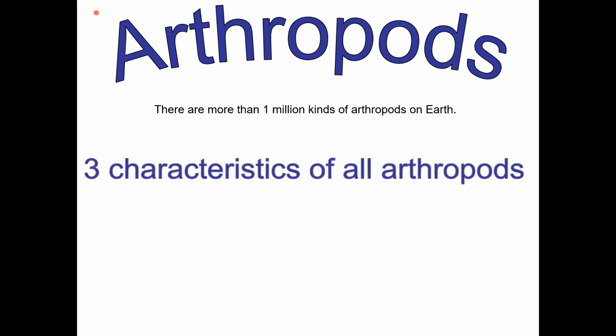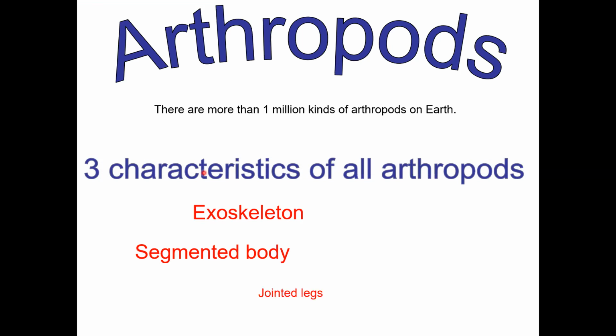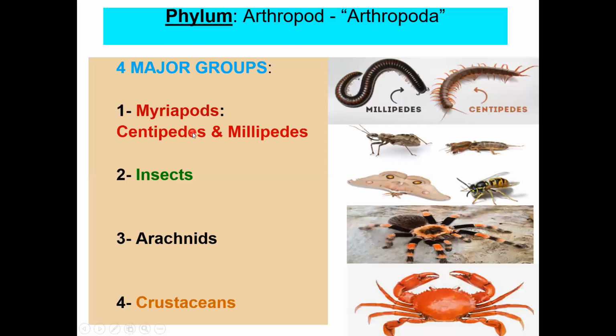So now coming towards the arthropods, they are also in our syllabus. Arthropods are also organisms having some common features. They have an exoskeleton, their body is segmented and their legs are jointed. So these are the 3 common features in all the arthropods. You should know these. Their major groups are myriapods, in which centipedes and millipedes are there, insects, arachnids, and crustaceans. So you should know their names too.